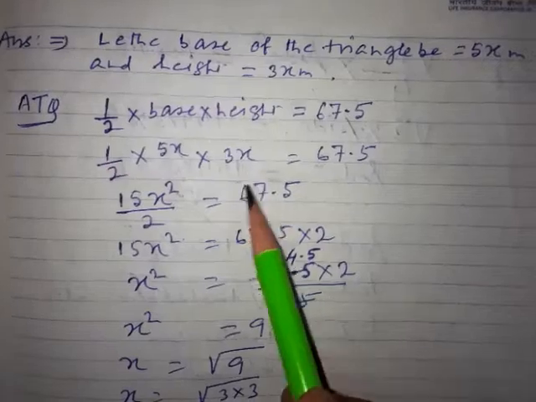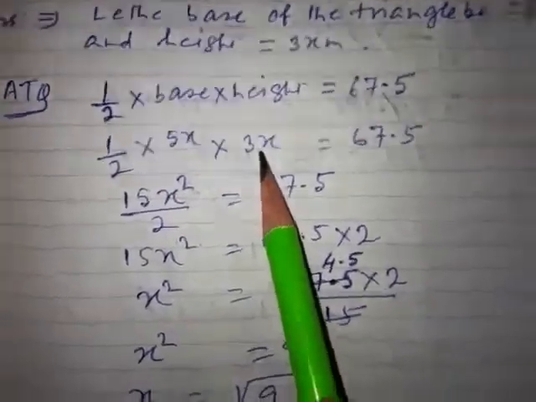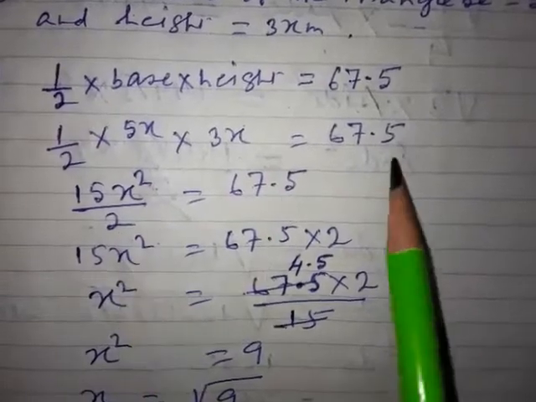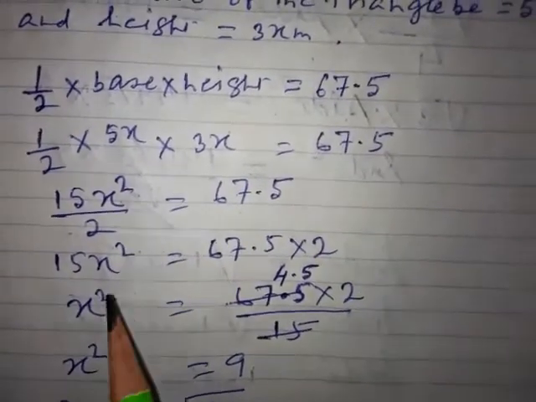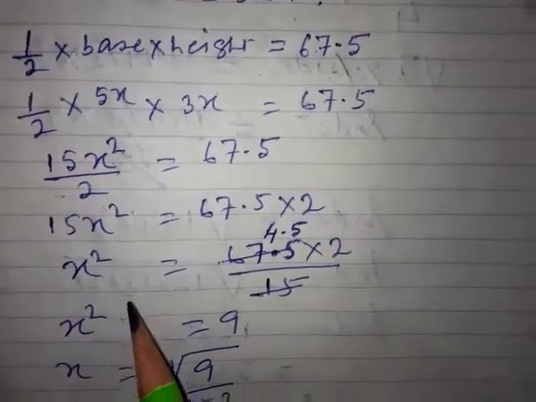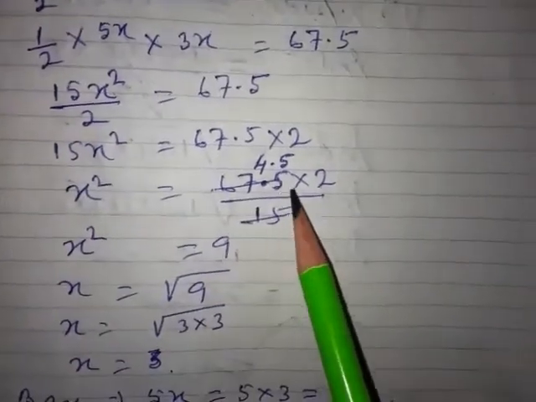Now in place of base I put the value of base, in place of height I put the value of height. Now upper one has to be multiplied with the upper one. 5 3 is 15, x into x, x square by 2 equal to whatever area was given there. Now 15x square, by doing the cross multiplication will you be able to find out or not?